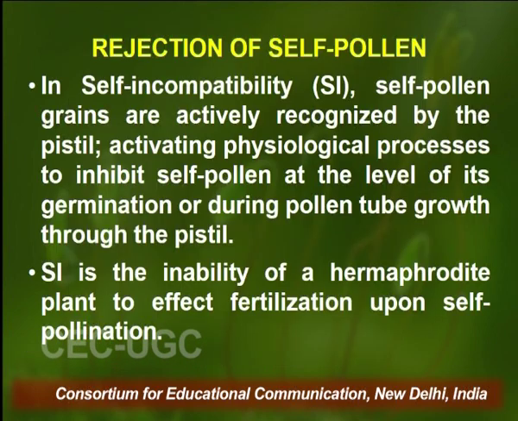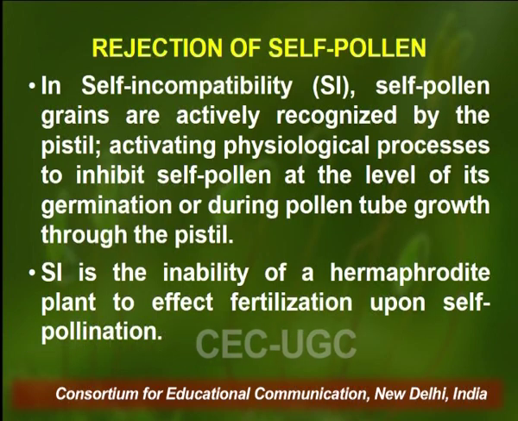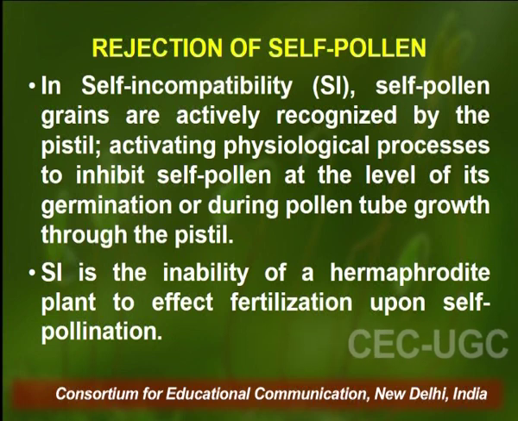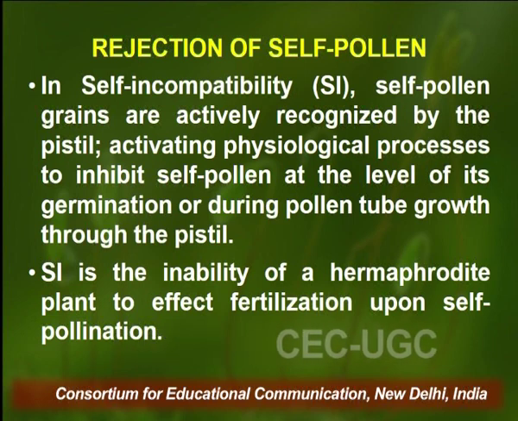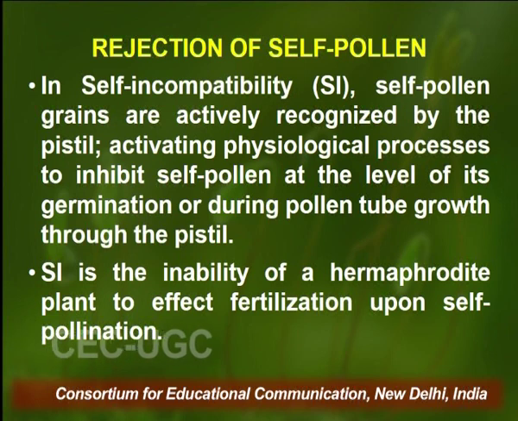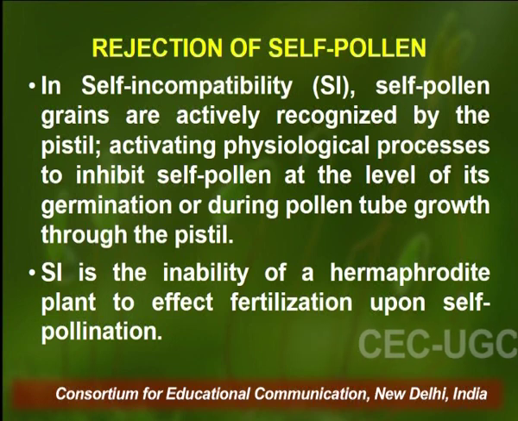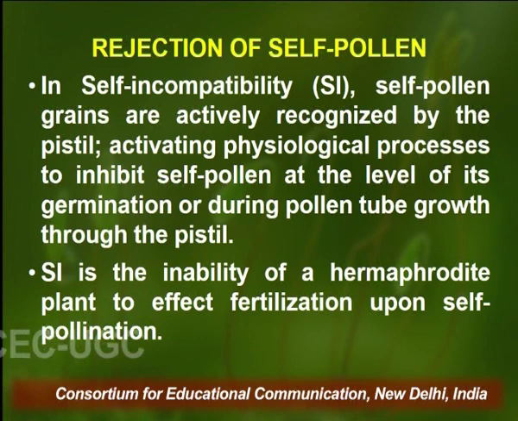So, in the process of self-incompatibility, self pollen grains are definitely recognized by the pistil and they activate physiological processes, but these physiological processes inhibit the self pollen at the level of its germination, or if not at the germination level, it could be later during the growth of the pollen tube. So, what happens here is that the self pollen are not able to effect fertilization.